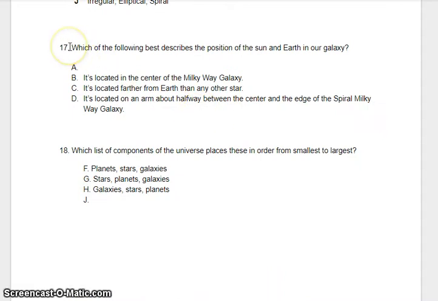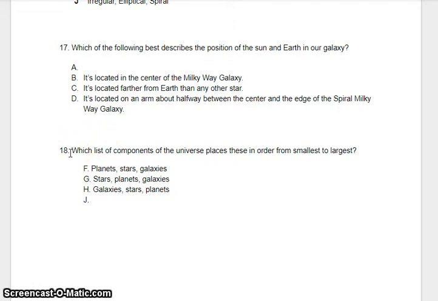Number 17. Which of the following best describes the position of the sun and earth in our galaxy? B, we are located in the center of the Milky Way galaxy. C, we are located farther from the earth than any other star. Or D, it's located on the arm about halfway between the center and the edge of the spiral Milky Way galaxy.